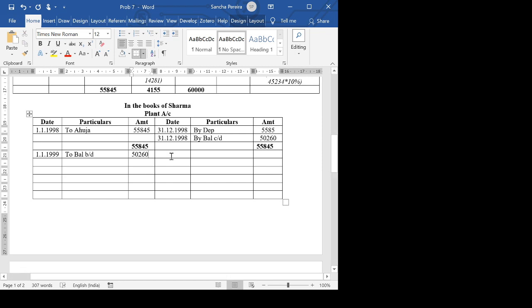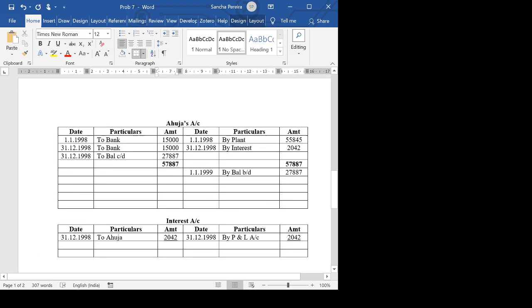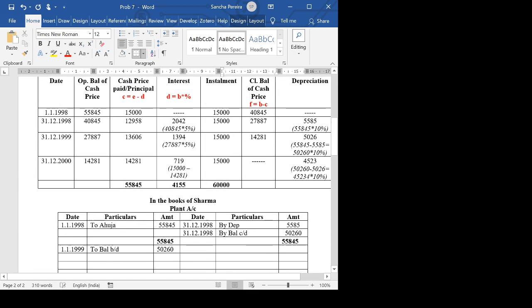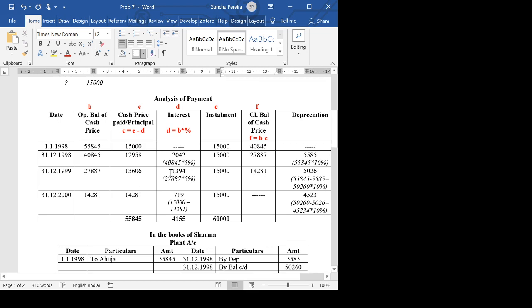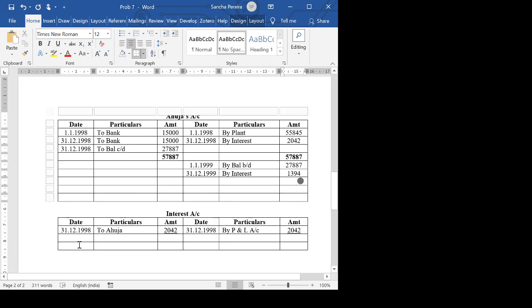Okay. So let's start the second year now. In the second year, we don't have to record the purchase and the down payment. We directly start with the interest. So interest account debit to hire vendor, or interest account debit to Ahuja. So here 31st December 1999, by interest. Interest for the second year is 1,394. Similarly, in the interest account, post the same thing.